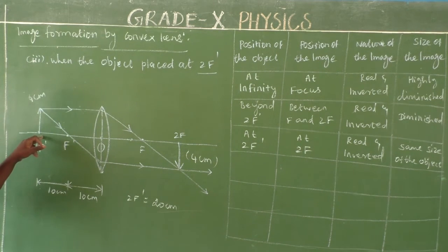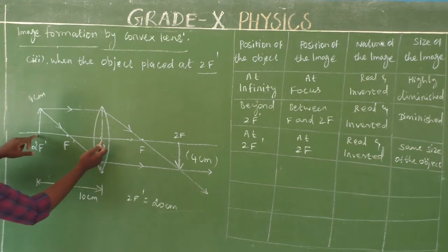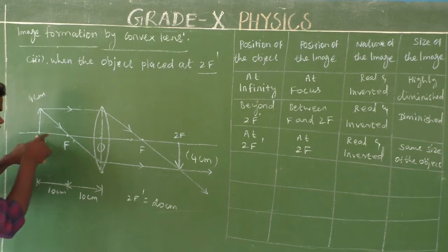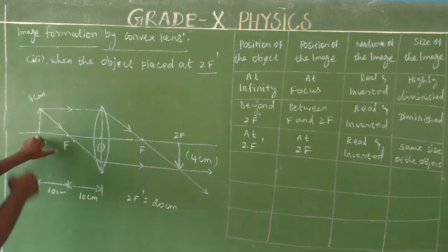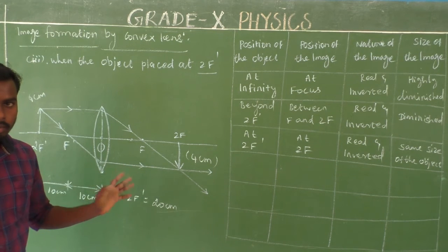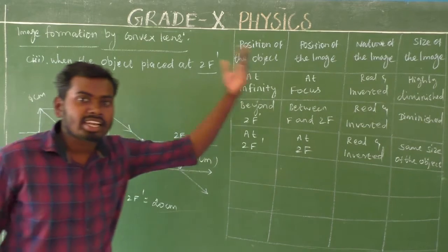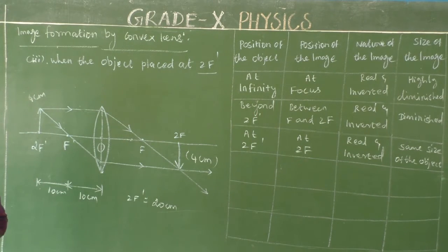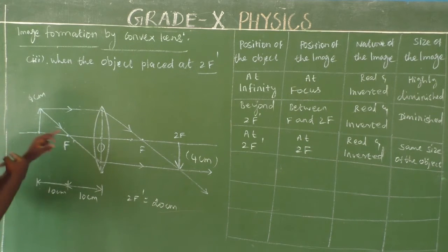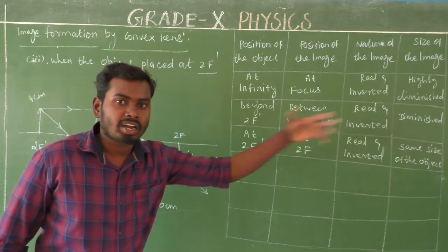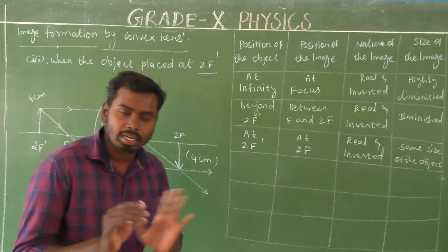Now we place the object at 20 cm from the convex lens, which means from the optical center O. Where will the image be formed? The image will be formed at the same 20 cm, sorry, I said meter, it is centimeter. The image is formed at the same 20 cm from the convex lens, but on the other side, which means the right side of the convex lens. This is a concept, very simple.